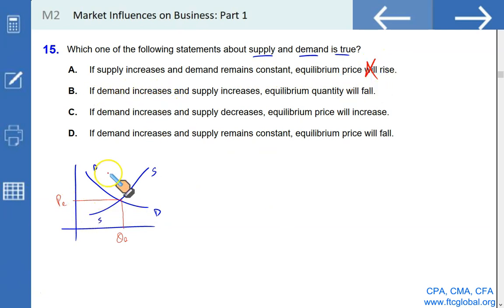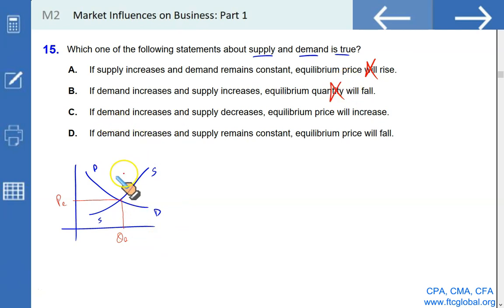If the demand increases and supply increases, equilibrium quantity will fall. It says if the demand increases, which it is now, D1, and if the supply increases, this is the new supply curve, S1, equilibrium quantity will fall. Wrong. Equilibrium quantity is going to increase. A new equilibrium will be established at Q1. So this is incorrect as well.